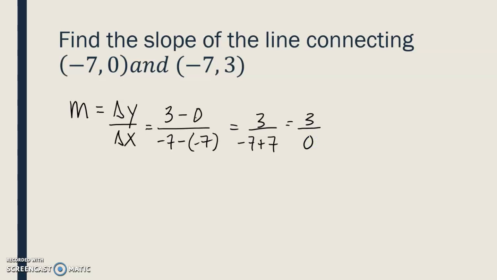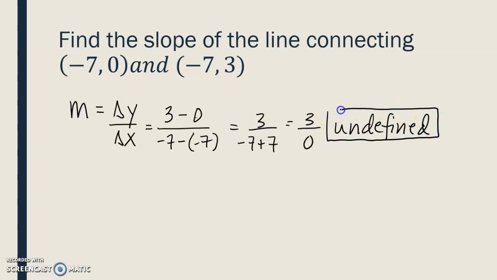Every single number on the real number line can be in the denominator except 0. So what does this mean? It means that my slope is undefined. There's no numerical value for my slope. The only time that you would get an undefined slope is if my denominator was equal to 0.